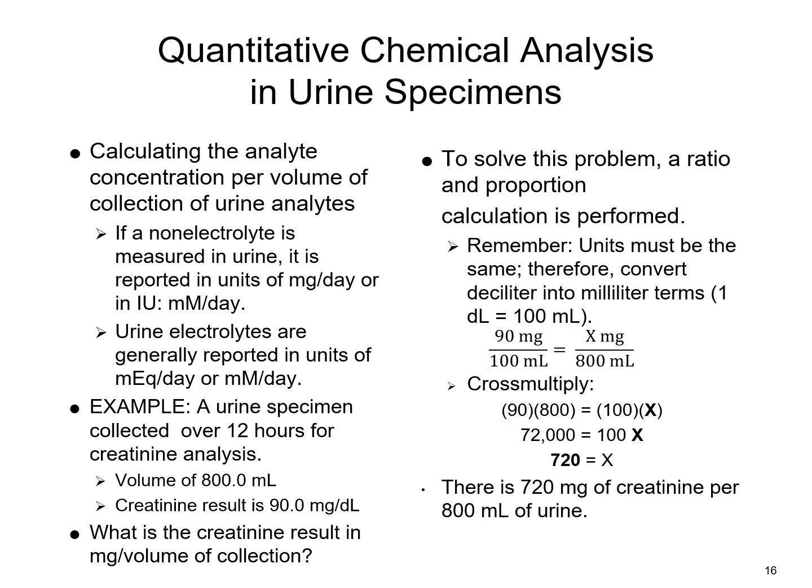In order to calculate the quantity per volume of collection, we're going to have to use a ratio and proportion calculation again to figure out those values. So here we have an example. We have a urine specimen that was collected for 12 hours, and the order is to do a creatinine analysis. Our volume over that 12-hour period we know is 800 mLs. The creatinine result, when we run it off an aliquot of that sample, gives us 90 milligrams per deciliter. So what is that creatinine result in milligrams per the volume of that collection?